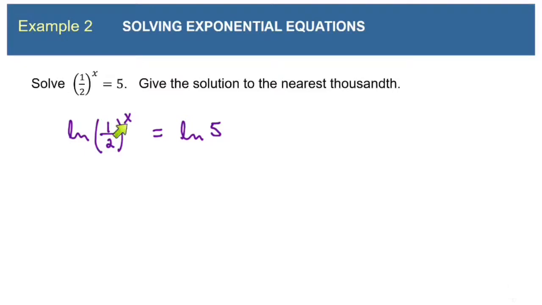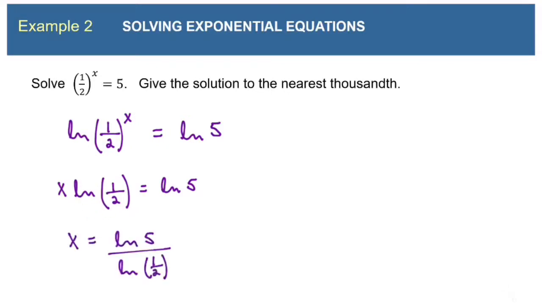Then we use our log property to bring this exponent down to the coefficient position. So it's going to say x times natural log of 1/2 equals natural log of 5. And then we want to isolate the x, so we divide the left and the right by natural log of 1/2. So now we're ready to put this in the calculator. You're going to say natural log of 5, then close the parentheses, divided by natural log of 1/2, press equal, and you will have approximately negative 2.322.